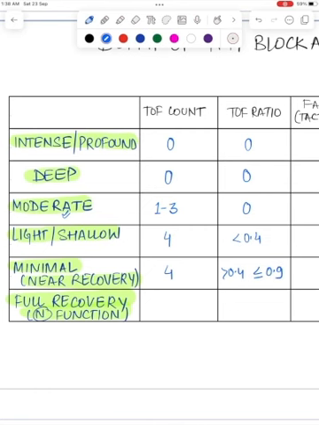And in full recovery, that is normal neuromuscular junction transmission and function, the TOF count is naturally going to be 4 and the TOF ratio will be more than 0.9. And at this state, the patient is safe to be extubated. So your TOF ratio has to be more than 0.9 for you to consider extubating the patient.